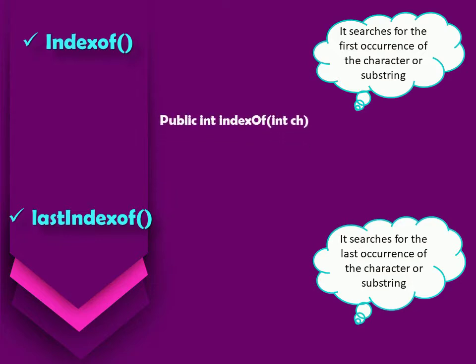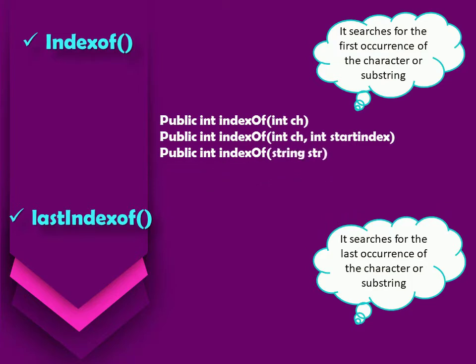Here are the method signatures: indexOf with int char ch. Next, indexOf passing two parameters. Next, passing a string as a parameter. Next, passing a string and an int as parameters. The same method signatures can be used for the lastIndexOf method also.